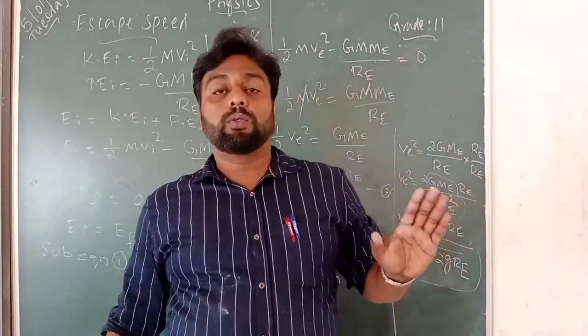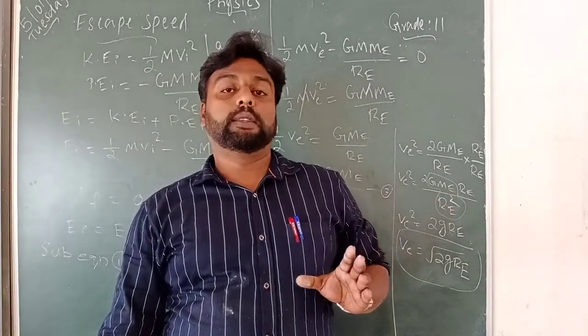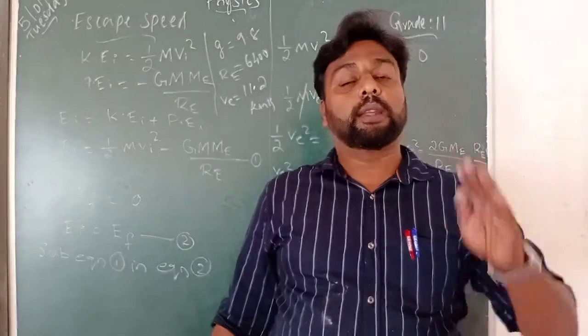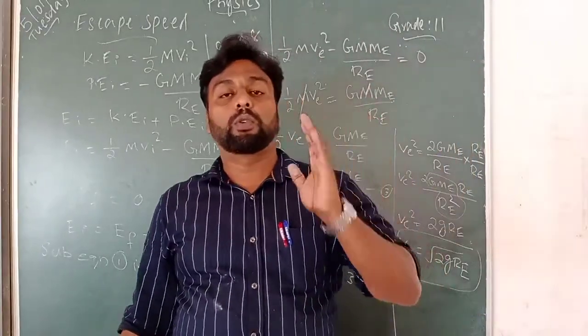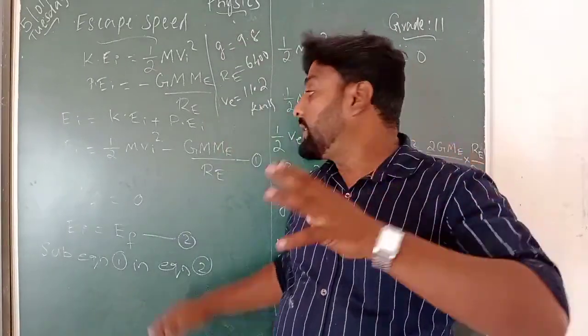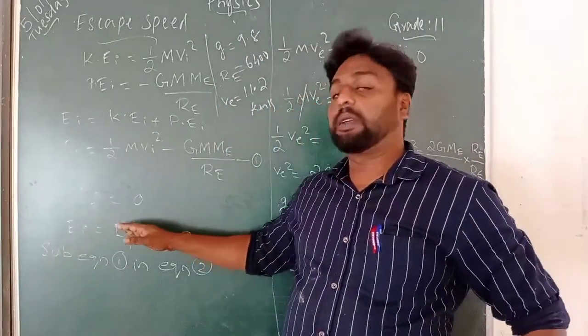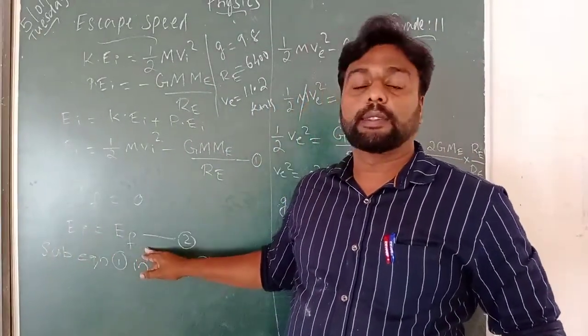But according to the law of conservation of energy, energy cannot be destroyed. Energy can be changed from one form to another form. So there is some initial energy, and there must be some final energy. Both are equal, so you can take EA is equal to EF.